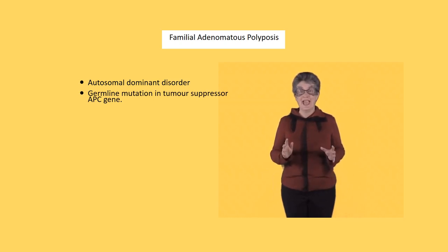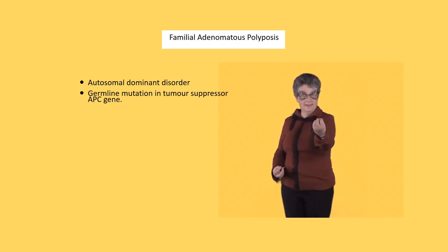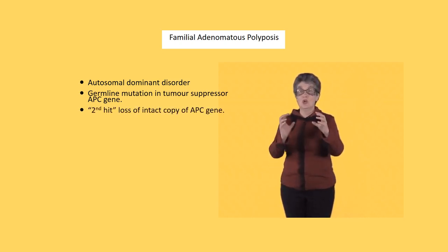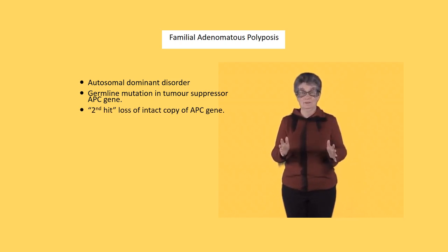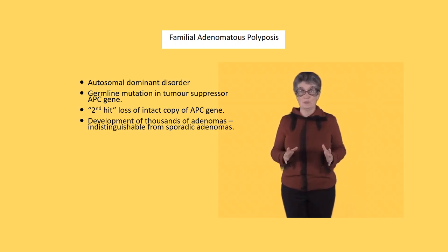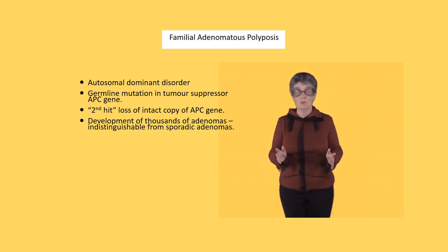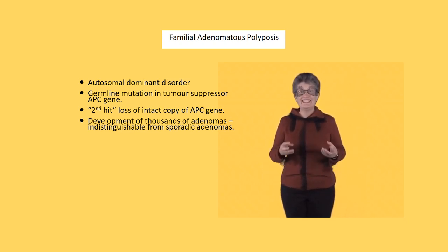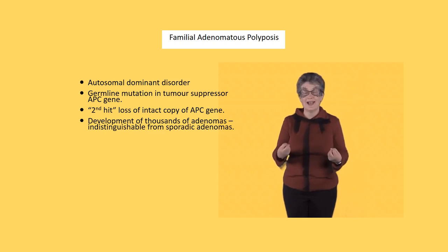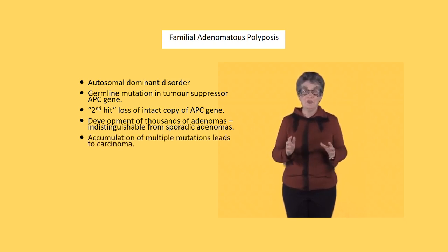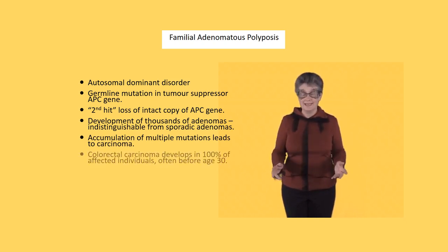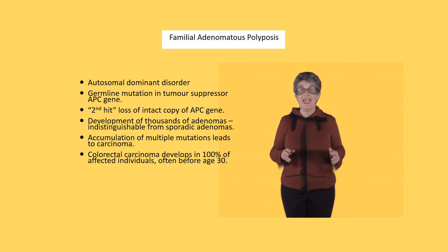People who carry the APC gene in one of their chromosomes can have a second hit in the other chromosome, and loss of both of these genes leads to development of an adenoma. In the case of familial adenomatous polyposis, there are literally thousands, a carpet of adenomas throughout the bowel. And each one of these has a chance of becoming carcinoma, which is why people with familial adenomatous polyposis have a 100% chance of getting colorectal cancer before the age of 30.